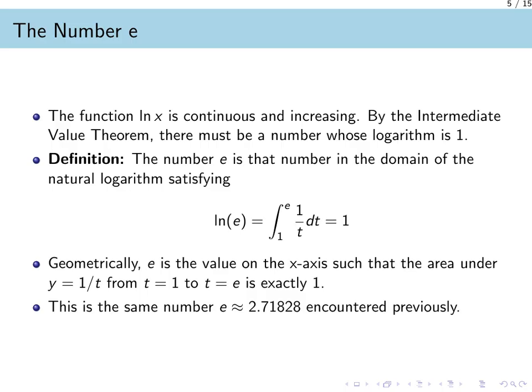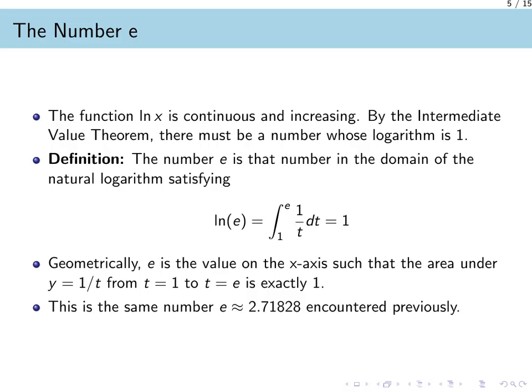I will now use our integral-based definition of the natural logarithm to formally identify the important number e. Because the natural logarithm is a continuous function that covers all real numbers as its output, we know there must be a unique input value that results in an output of exactly 1. We define this special number to be e. This means the natural logarithm of e, which is the integral of the function 1 over t from t equals 1 to t equals e, is precisely equal to 1.